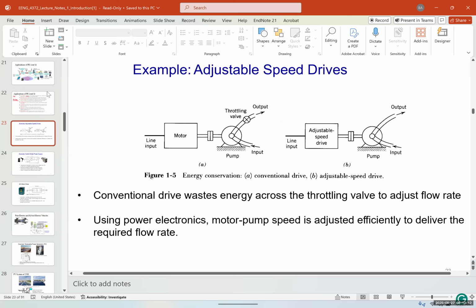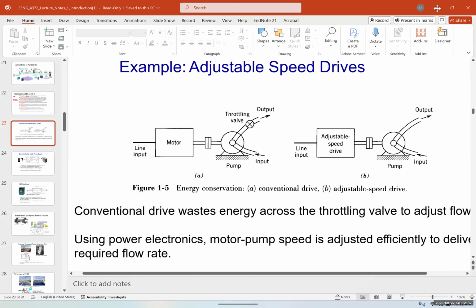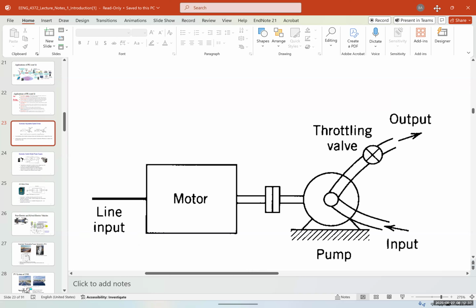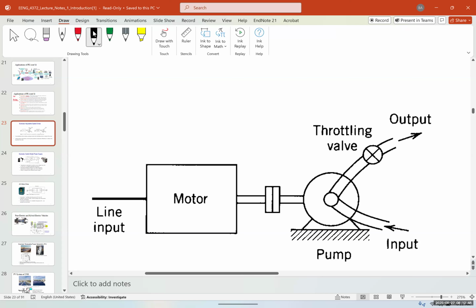Now, this is an example of how we used to control the flow rate of a water pump before the advancements in power electronics and what we do right now. This is very similar to the compressor example that I mentioned. So 10, 20 years ago, when they wanted to control the water flow in a water pump, we simply had a line input. And on that line input, we used a switch, which actually was a contactor.